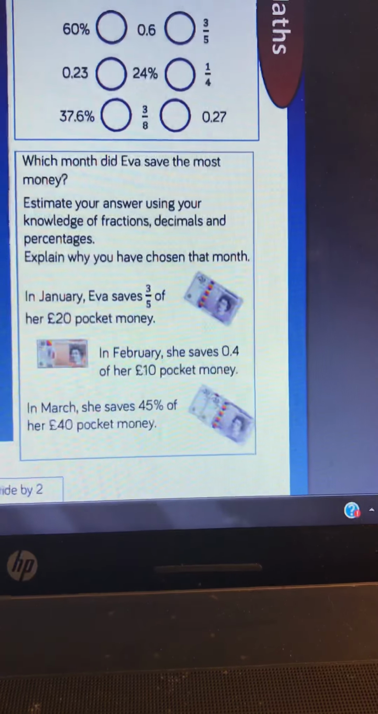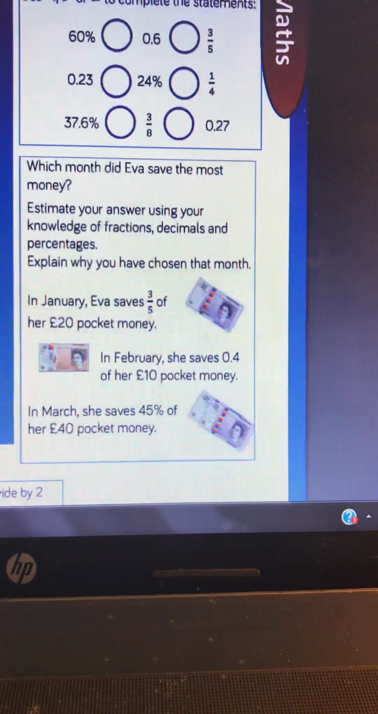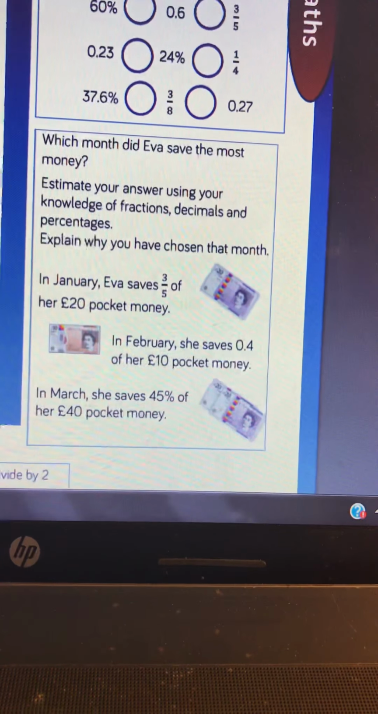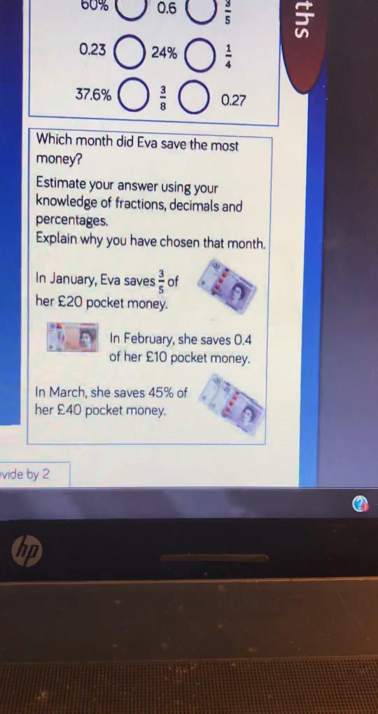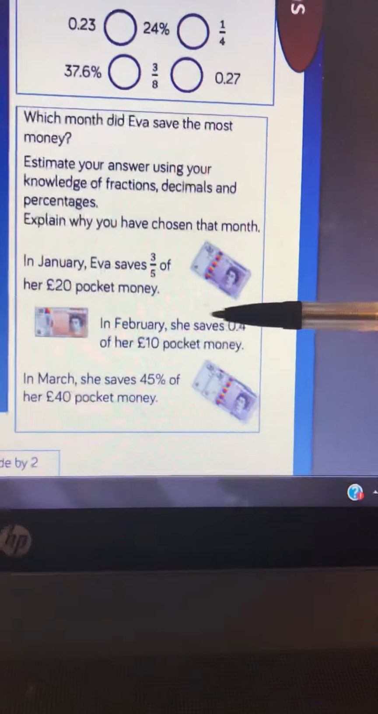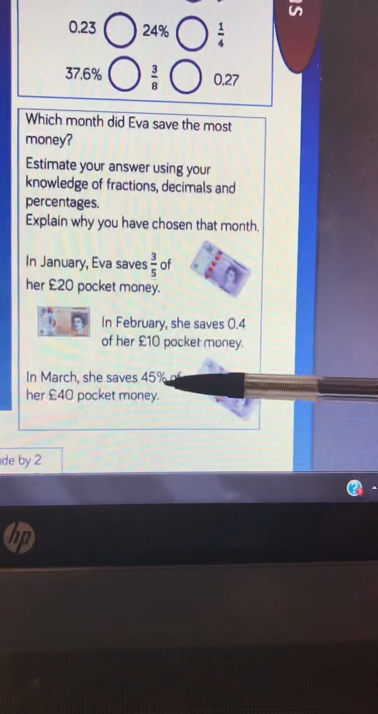In February, she saves 0.4 of her £10 pocket money, which is 40%. 40% of 10 is going to be £4. Not a great month for saving in February. In March, she saves 45% of her £40 pocket money. Now here, this is where I am going to use an estimation, just because the question is which month did she save the most money.